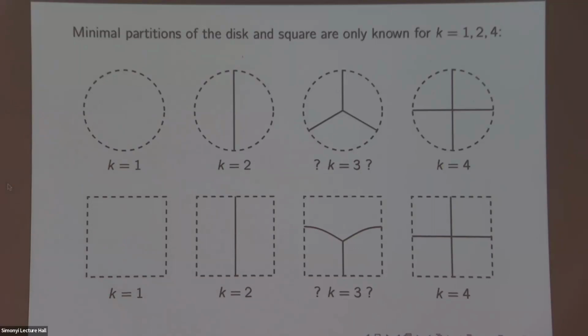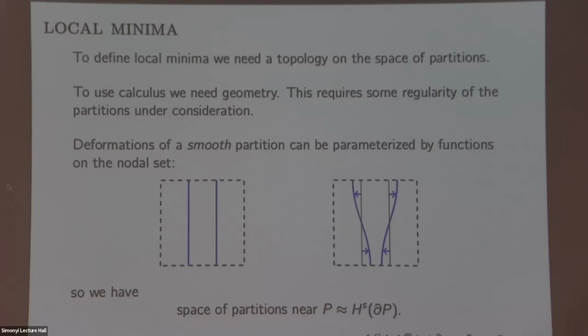There are partial results saying, with some a priori assumptions on the structure of the minimizer, if you assume it only has one singular point where the nodal lines meet, then it has to be that. But there is still no complete proof that that is the minimal 3 partition of the disk. And likewise for partitions of the square. So even in the simplest possible cases for small values of k, it's very difficult to completely characterize these minimal partitions. Okay, so that's kind of a general overview of global minima, or just minimal partitions.